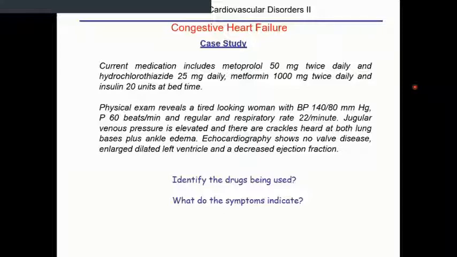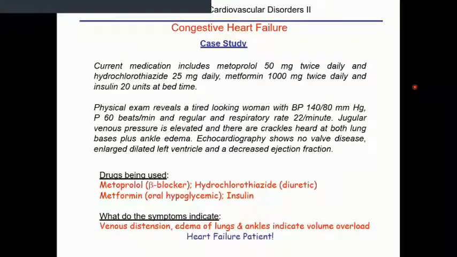Physical exam reveals a sick-looking woman with BP 140/80, pulse of 60 beats per minute, and respiratory rate of 22 per minute. JVP is elevated. There are crackles in both lung bases plus edema at the ankles. Echocardiography shows no valve disease, but you have an enlarged dilated left ventricle and a decreased ejection fraction. So what were the drugs used and what do the symptoms indicate?